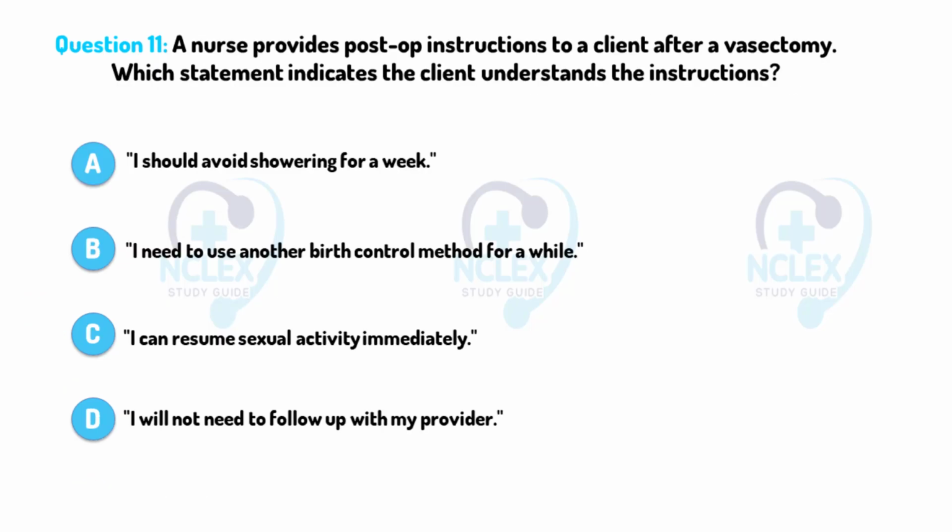Question 11. A nurse provides post-op instructions to a client after a vasectomy. Which statement indicates the client understands the instructions? A. I should avoid showering for a week. B. I need to use another birth control method for a while. C. I can resume sexual activity immediately. D. I will not need to follow up with my provider. Correct answer. B. I need to use another birth control method for a while. Explanation. After a vasectomy, sperm may remain in the semen for several weeks. Another form of contraception should be used until a sperm count confirms sterility.